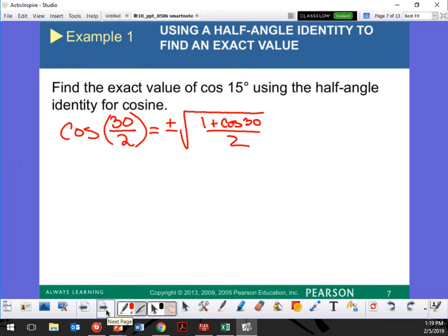There we go. Is 30 on my unit circle? Yeah.